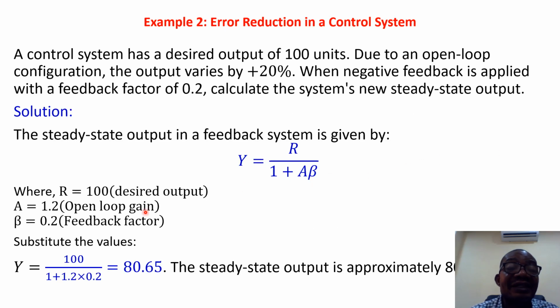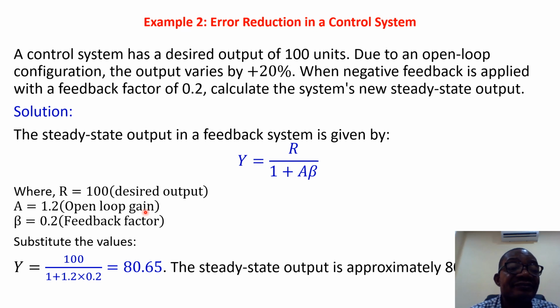Let's look at another example. A control system has a desired output of 100 units. Due to an open loop gain configuration, the output varies by plus 20%. When negative feedback is applied with a feedback factor of 0.2, calculate the system's new steady-state output.